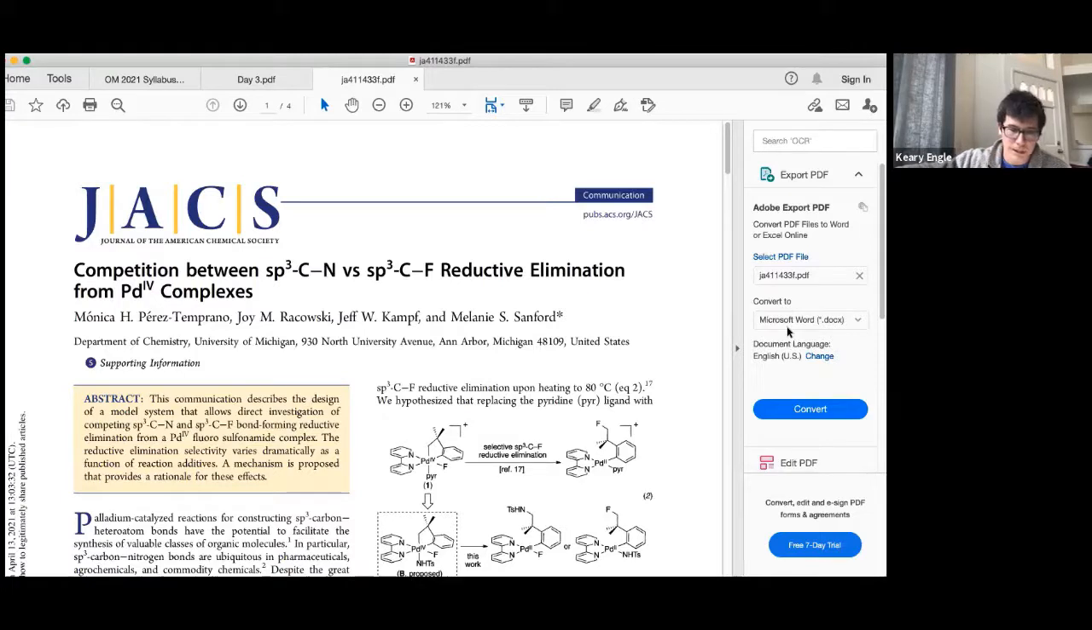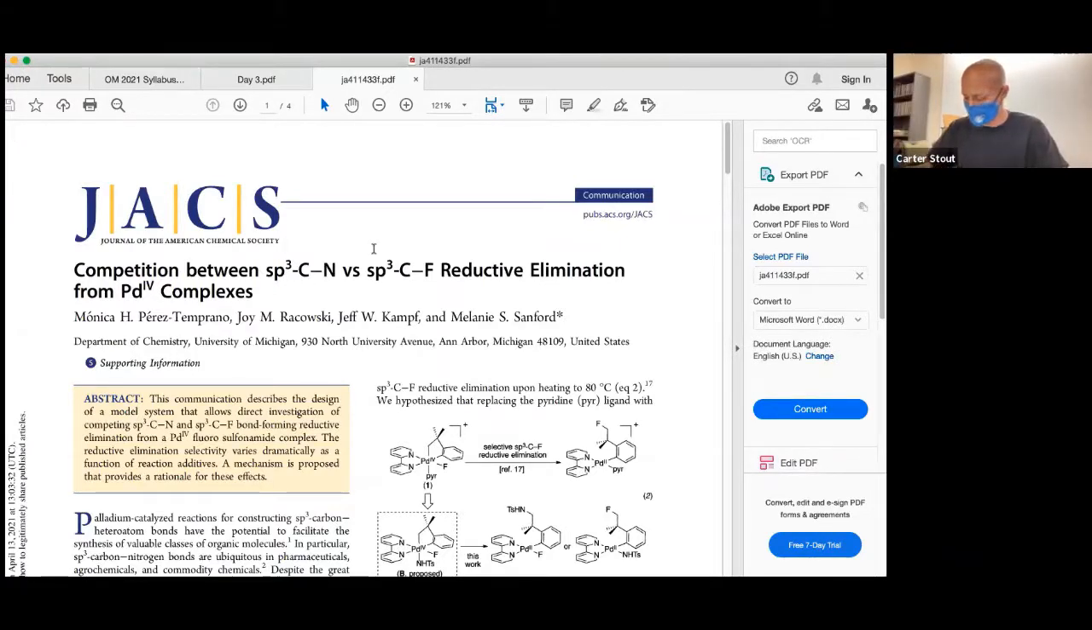So take a stab at this. Maybe we'll do it complex by complex. Carter, do you want to give A a shot? Sure. A should be octahedral, with palladium 4, d6, with a total electron count of 18.